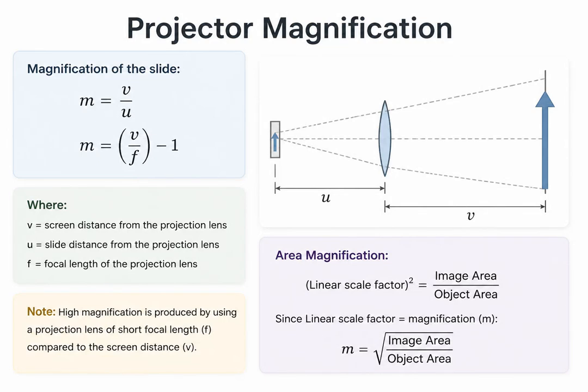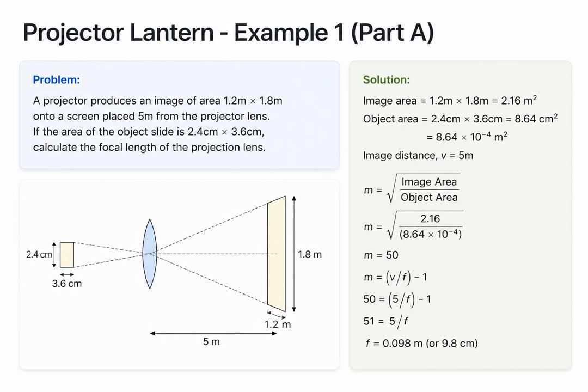When calculating the magnification of a projector, we use the standard lens equations. Magnification, m, is equal to the image distance, v, divided by the object distance, u. It can also be expressed as v over f minus 1. This relationship clearly shows that to achieve a high magnification, we need a projection lens with a very short focal length compared to the distance to the screen. Additionally, when dealing with two-dimensional slides, we often use area magnification. Since the area scales with the square of the linear scale factor, the magnification m is simply the square root of the image area divided by the object area. Let's apply this to an example.